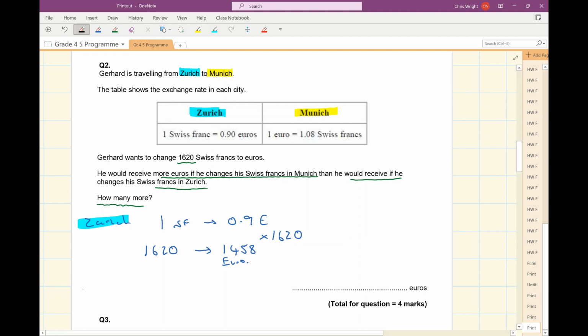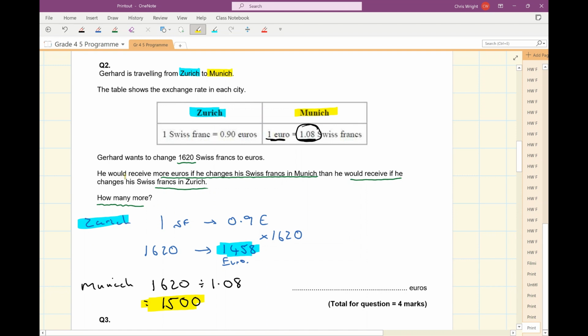Now, what about in Munich? In Munich, €1 is worth 1.08 Swiss francs. So for every 1.08 Swiss francs, he gets €1. So I'm going to take the number of Swiss francs he's got and work out how many 1.08s there are there, because for every 1.08, he gets €1. He's going to get €1,500 in Munich. So in Zurich, he gets 1,458, and in Munich, he gets 1,500.